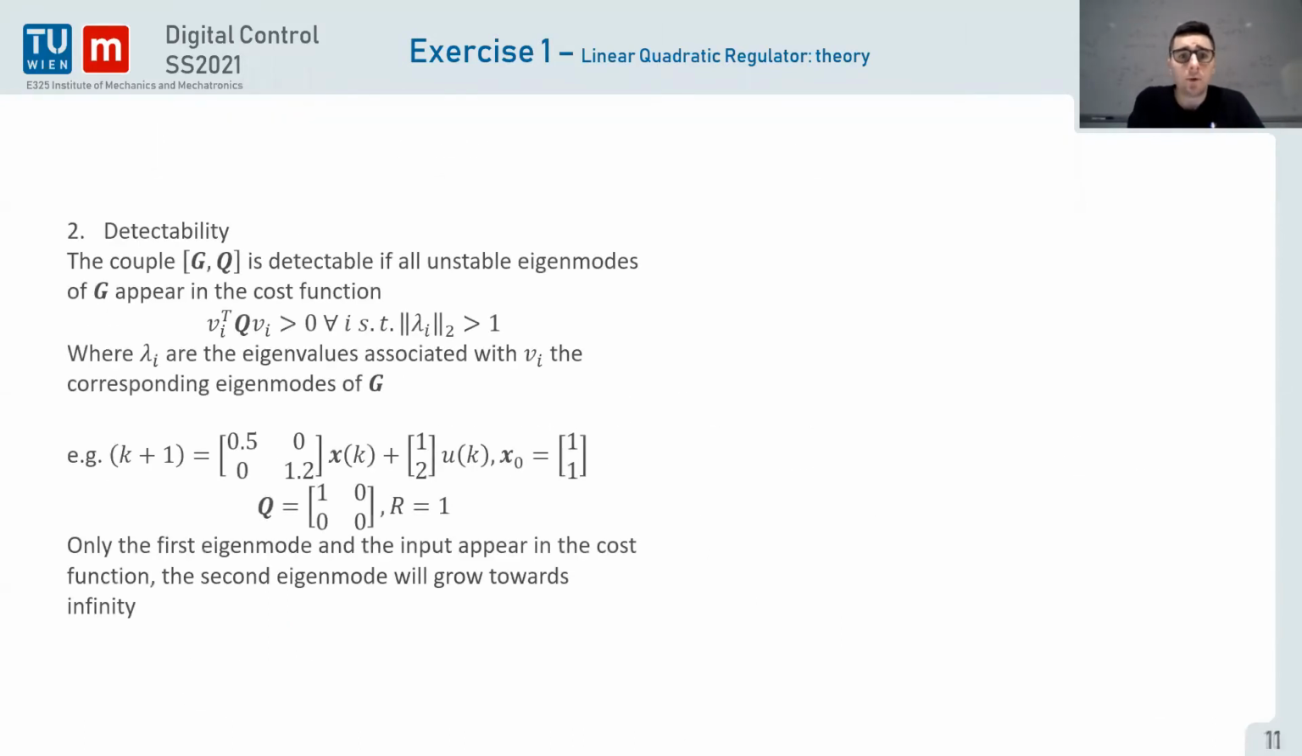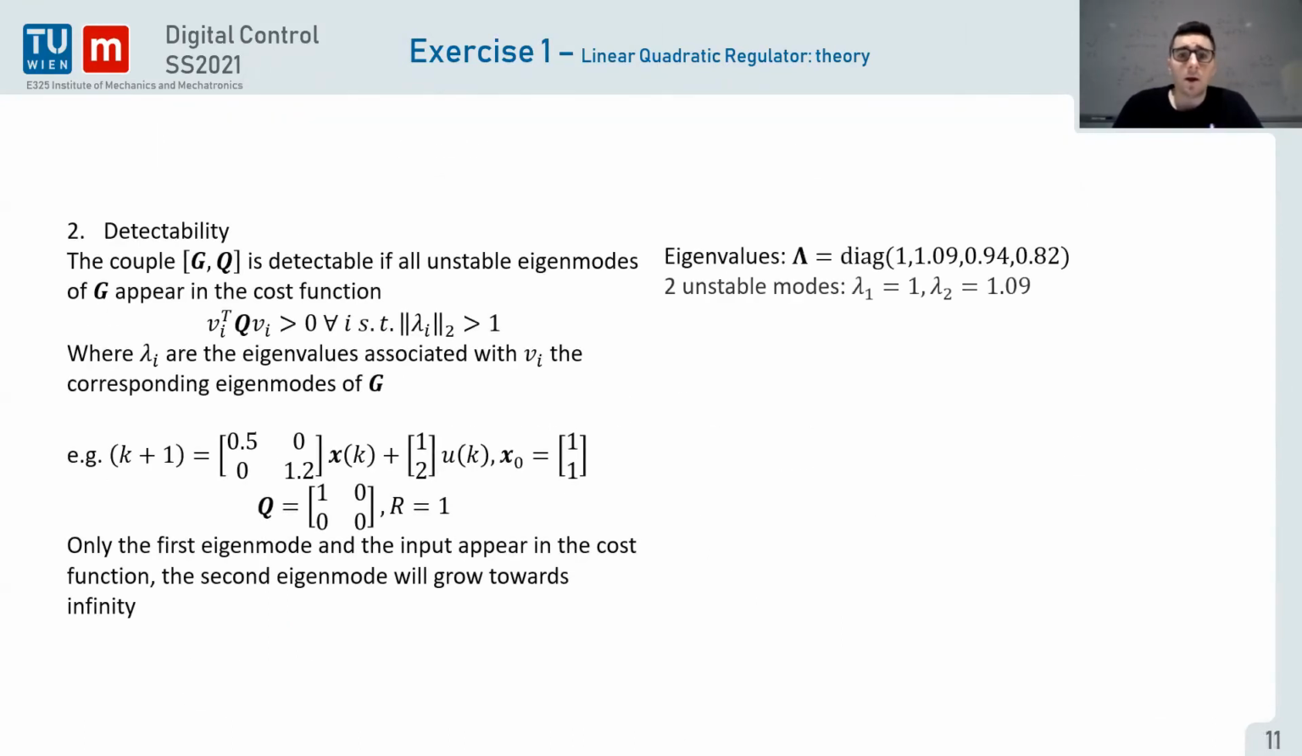So if we look at our system, we can find the eigenvalues. I'm going to show you that in a second in MATLAB. It's just the eig command. There are 4 eigenvalues. We've already seen that in session 7, if I remember well. And 2 of them are unstable, these 2.